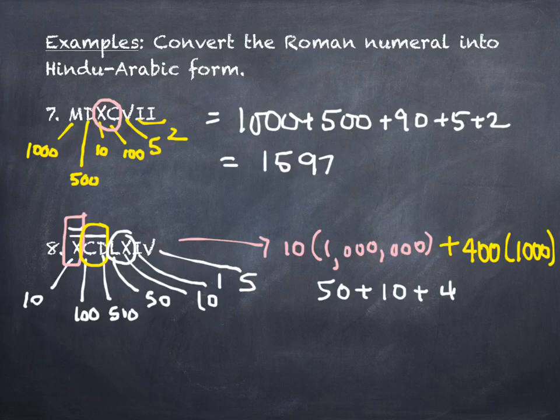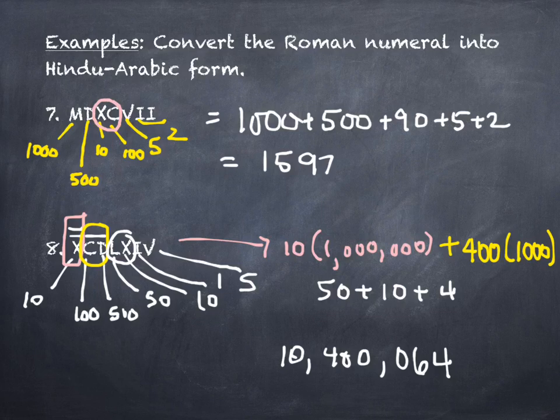All right, so we have written down 10 times a million plus 400 times 1,000 plus 50 plus 10 plus 4. What number is that? 10,464. Good.